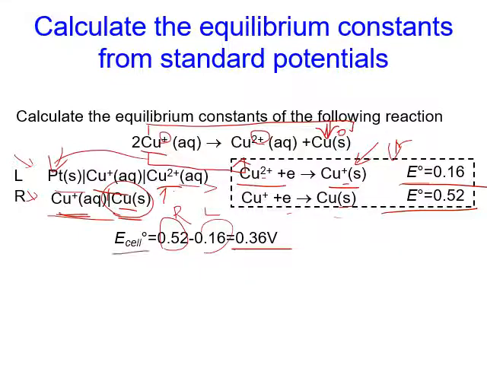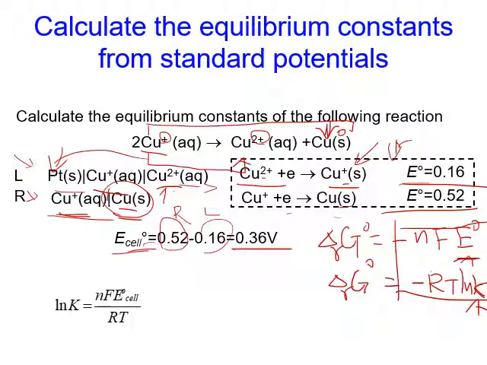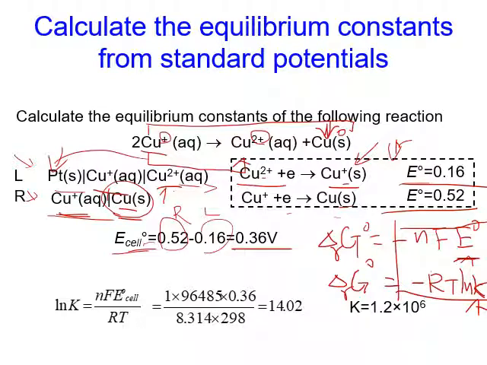Now with this, we can calculate the equilibrium constant. Remember, delta G is negative nFE. So this is the E we just calculated, so we can calculate delta G, but delta G also equals negative RT ln K. So these two are the same. All right, so we can calculate the K using cell potential. So ln K equals nFE divided by RT. So plug in all the data. F is the Faraday constant. So the answer is K equals 1.2 times 10 to the 6th power.